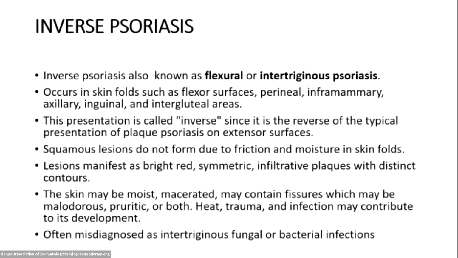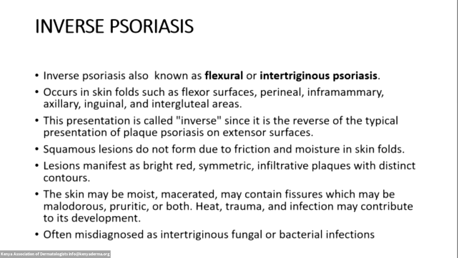So inverse psoriasis is also known as flexural or intertriginous psoriasis. It occurs mainly in the flexure surfaces, that's the perineal region, inframammary, axillary, inguinal, and intergluteal areas. The name is inverse because it's the reverse of what we know as psoriasis occurring on the extensor surfaces. The scaly lesions tend not to form distinctly because of friction and moisture in the skin folds, and they tend to manifest as bright red symmetric plaques.